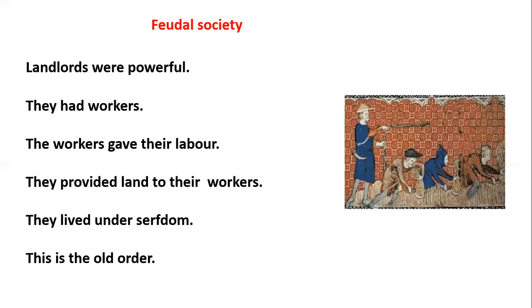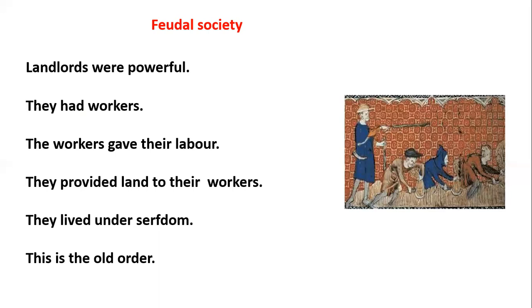What is serfdom? Serfs are agricultural laborers, that means they give feudal labor. And serfdom is the state of being a serf. They lived under serfdom, and we can call this the old order. In other words, it is feudalism. There the landlords had wealth, luxury, land ownership, estates, and everything. This is the old order of feudalism.